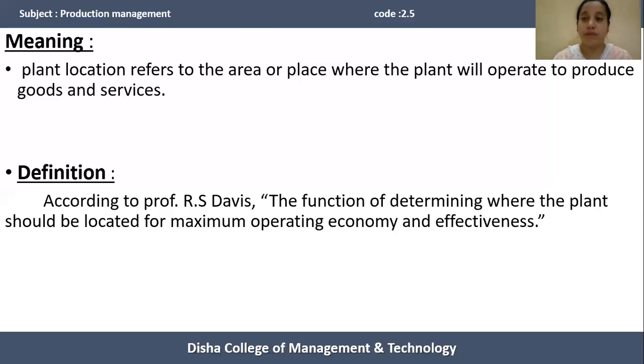Next comes the meaning of plant location. Already I told you what the meaning of plant location is. Plant location refers to an area or place where the plant will operate to produce goods and services. It means plant location is a decision making process related to identification of an area or place where the plant should operate, where the plant should be located, or where the plant actually produces the goods and services.